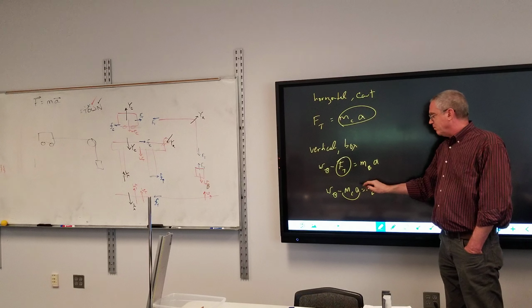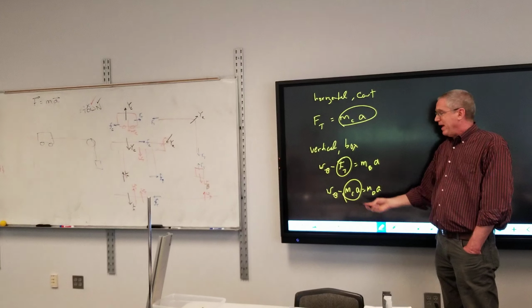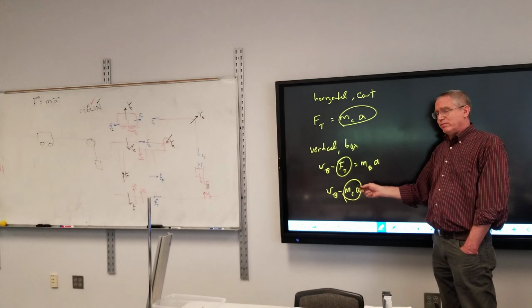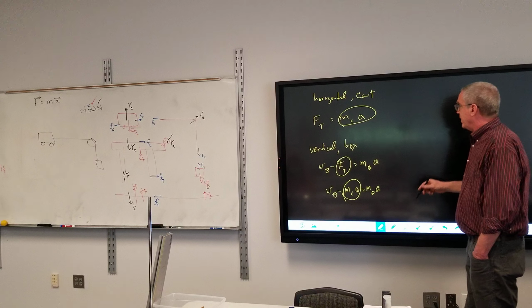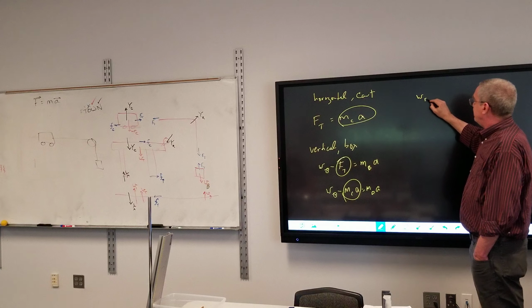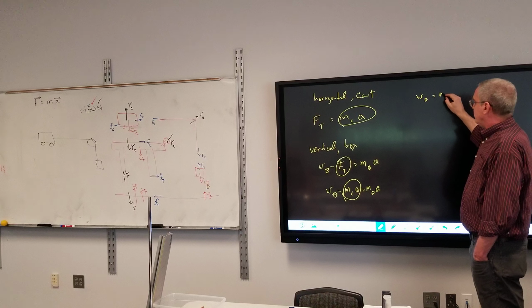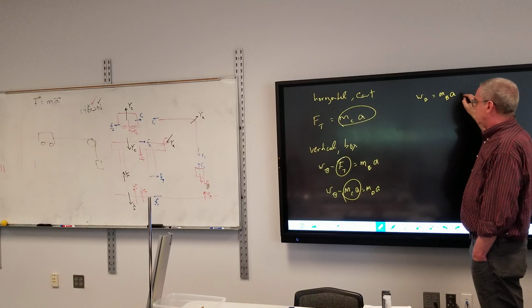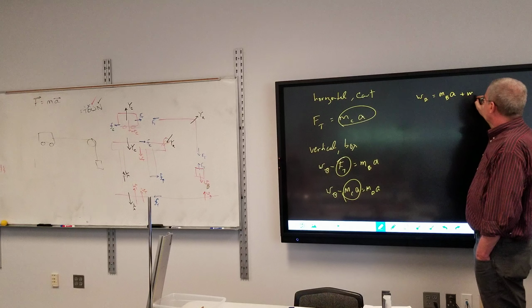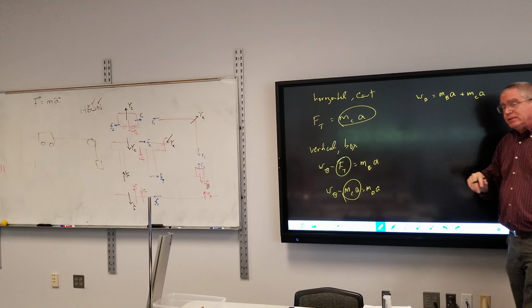Now I have this, whatever that's some number. If I add it to both sides, I get rid of it from the left-hand side and bring it over to the right-hand side. So I end up with W sub B, weight of the box, is equal to mass of the box times the acceleration plus mass of the cart times acceleration.